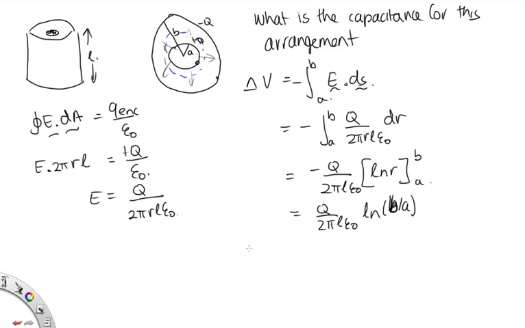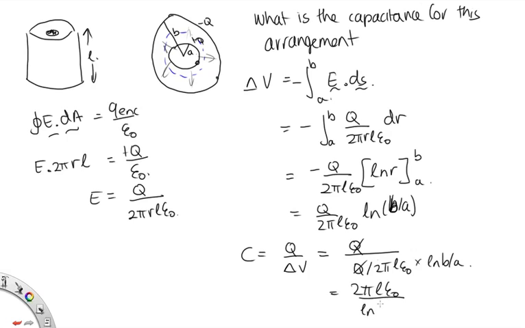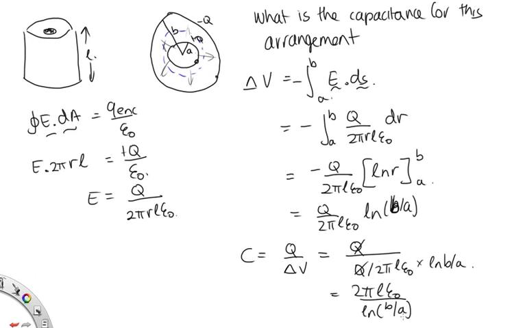So finally, the capacitance is equal to Q over delta V. We've now calculated our potential difference between the point at A and the point at B, and so substituting in, we've got Q over 2 pi L epsilon naught on the bottom, times log B on A, and so this is equal to 2 pi L epsilon naught over log B on A. And that's our final answer. That's the capacitance of capacitors set up like this.